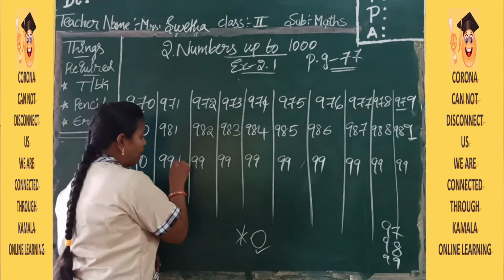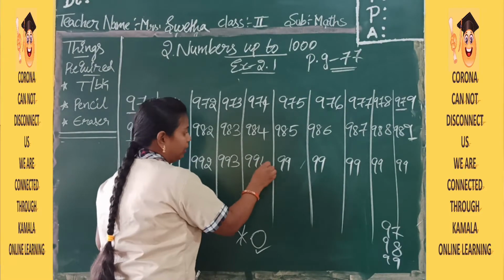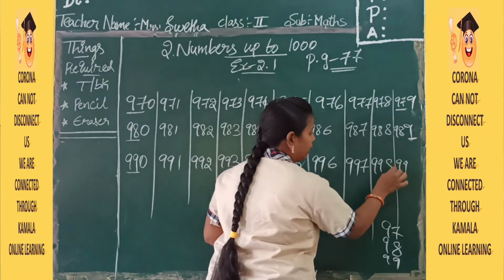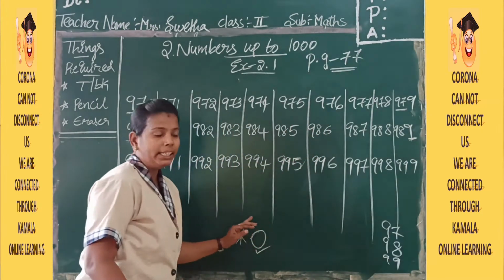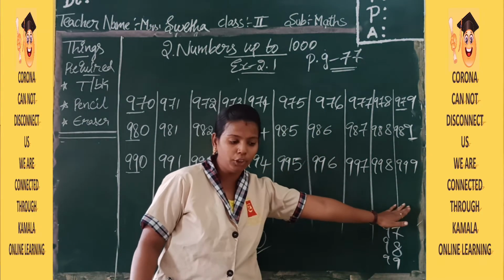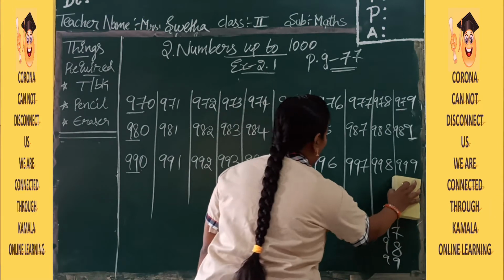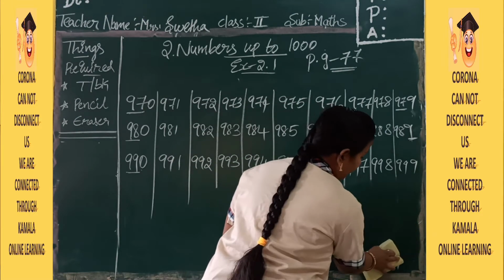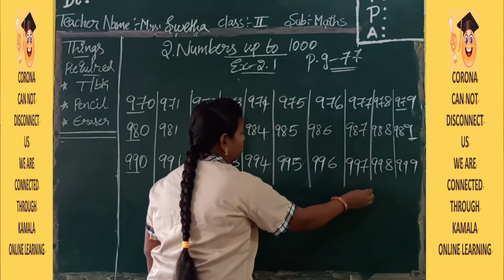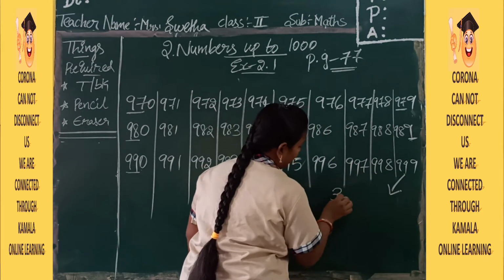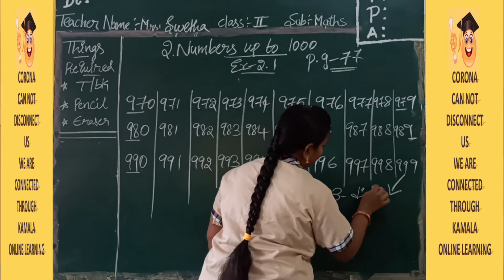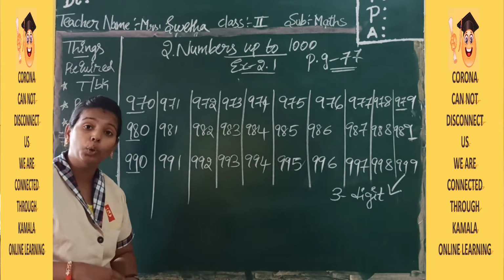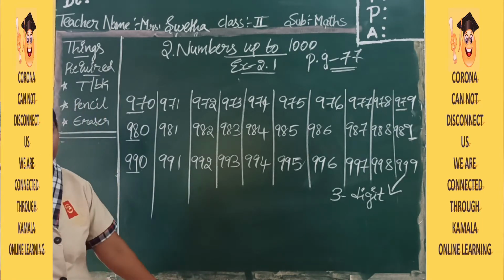1, 2, 3, 4, 5, 6, 7, 8 and 9. See, till 999 you have the grid. Till here you will have 3 digits. After this number, you are going to start with 4 digits.